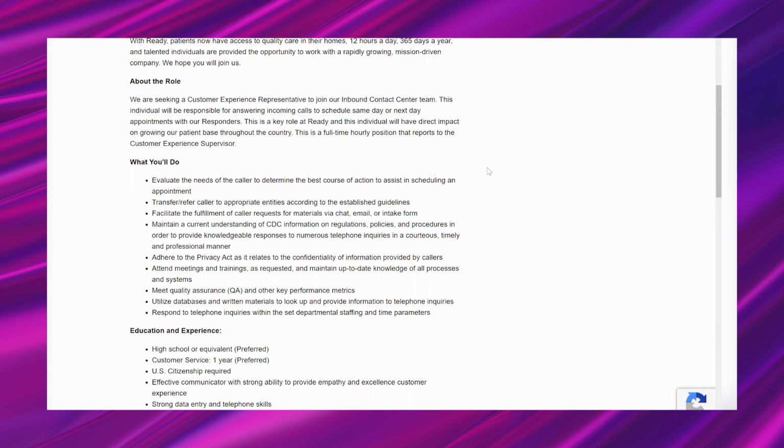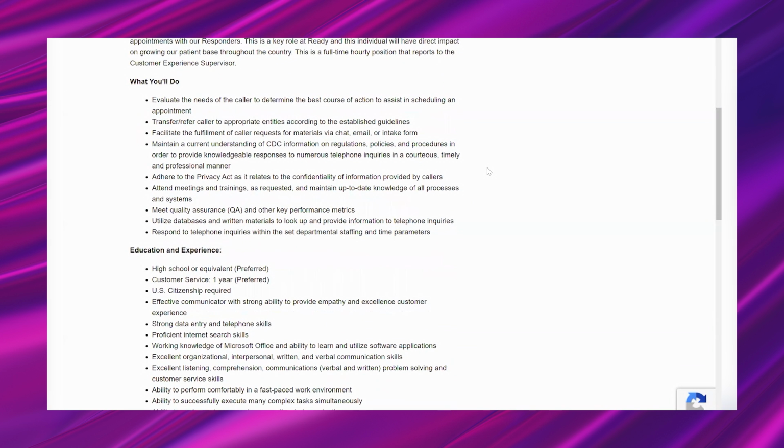About the role, we are seeking a customer experience representative to join our inbound contact center team. This individual will be responsible for answering incoming calls to schedule same day or next day appointments with our responders. This is a key role at Ready, and this individual will have direct impact on growing our patient base throughout the country. This is a full-time hourly position that reports to the customer experience supervisor.